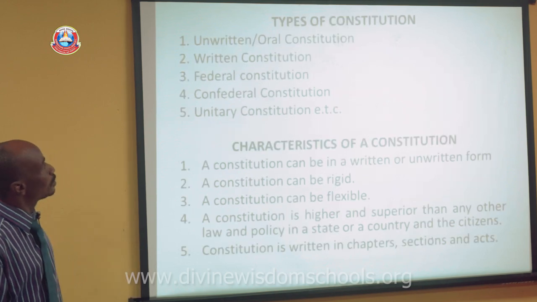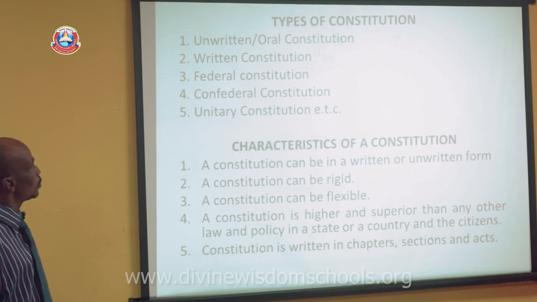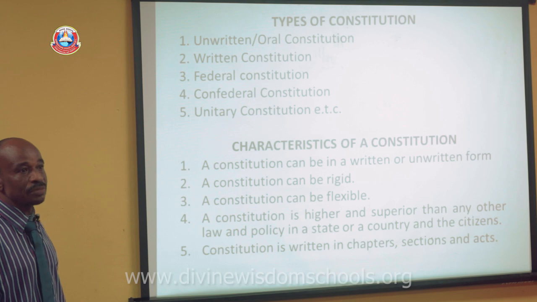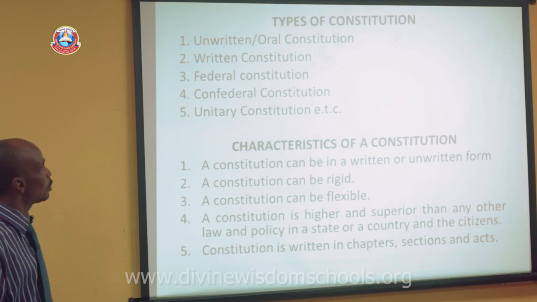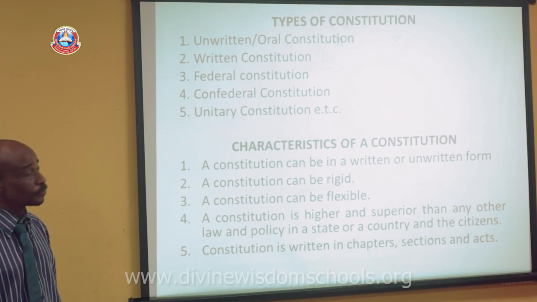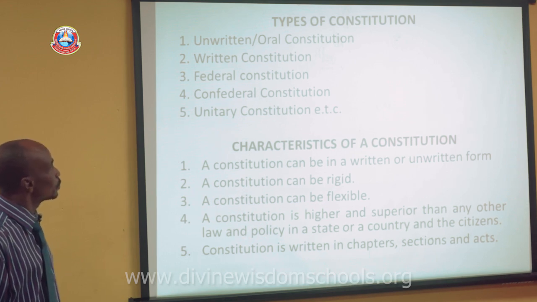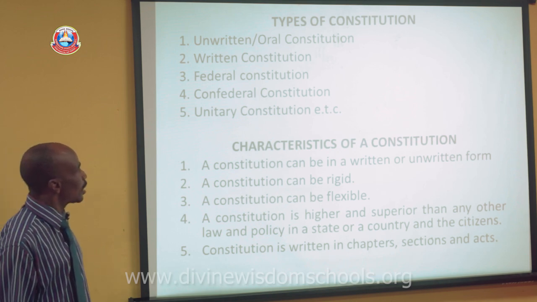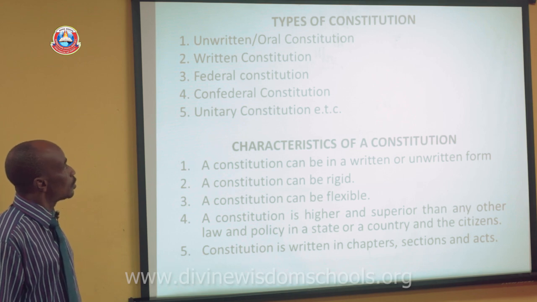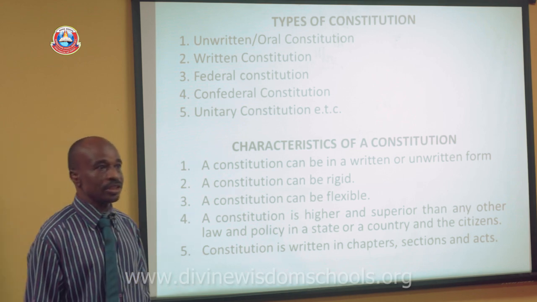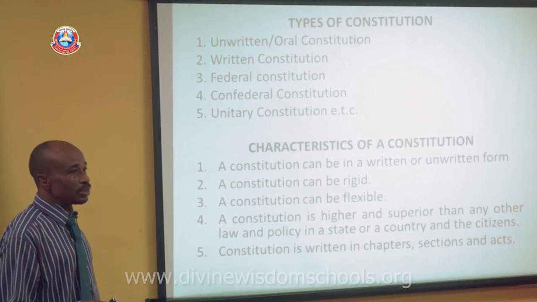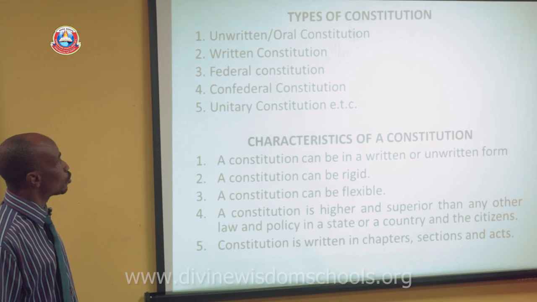We are moving now to types of constitution. Basically, we have these 5 types of constitution. Others may be there as you may come across in your textbook, but these are the 5 basic ones: unwritten or oral constitution, written constitution, federal constitution, confederal constitution, and unitary constitution. Unwritten constitution means it's not jotted or stated anywhere, but it's in force. The one that is documented is a written constitution.